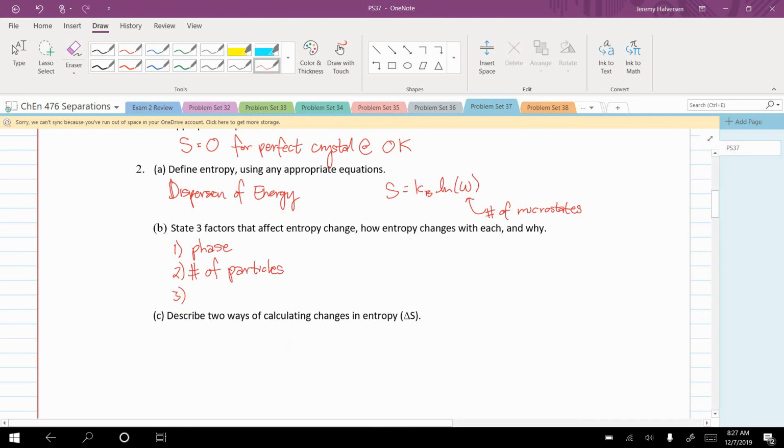3, if I've got 2 different molecules I'm comparing and one's significantly bigger than the other one, well, that has more ways to flip around, right, and manipulate itself, and so that's going to have greater entropy.